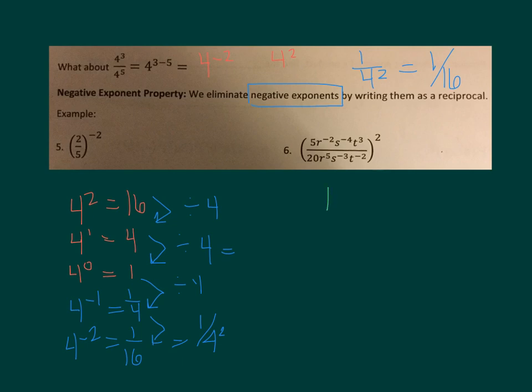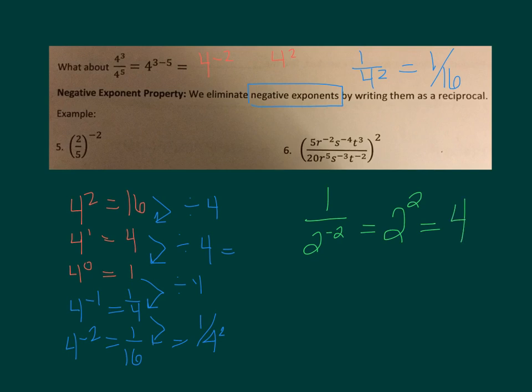So let me show you another example. 1 over 2 to the negative 2 power. Well, the only way to make this positive is, what is the reciprocal of 1/2? The reciprocal of 1/2 is 2, and then the exponent becomes positive. 2 squared, which is the same thing as 4.